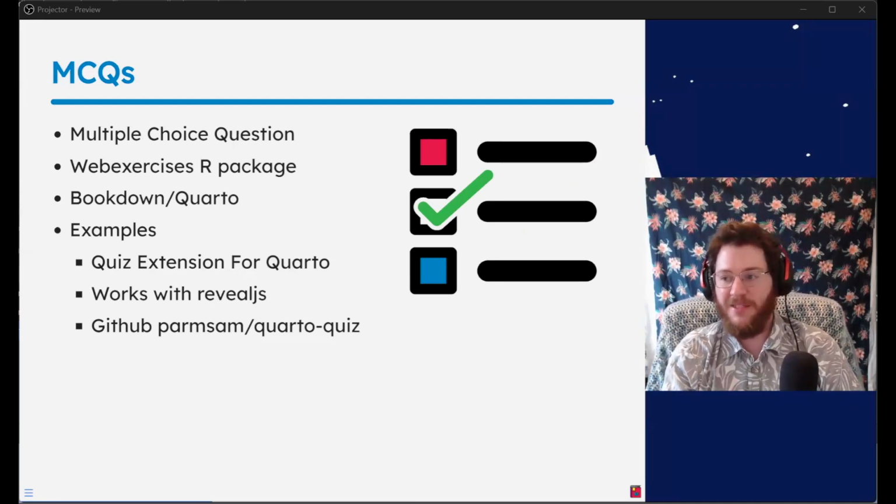I made these presentations with Quarto slides, and so instead of using Web Exercises, which I couldn't get working, I've got these working with the quiz extension for Quarto, and the GitHub repo, if you're interested, is parmsam/Quarto quiz. And again, these slides are available for use, and will be left open on my website. That is just a GitHub website.